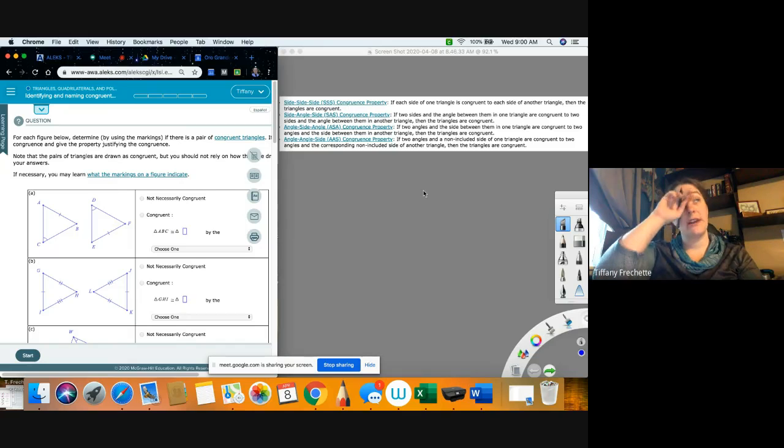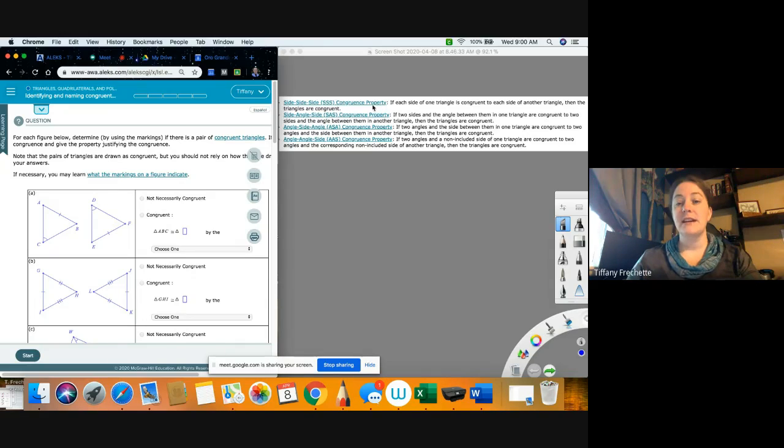Okay, so we have four different properties. The first one is called side, side, side congruence property. And that says, if each side of one triangle is congruent to each side of another triangle, then the triangles are congruent. So that should be really easy for us to see.